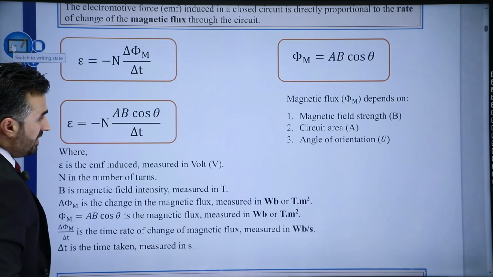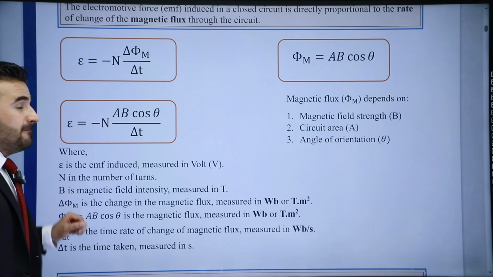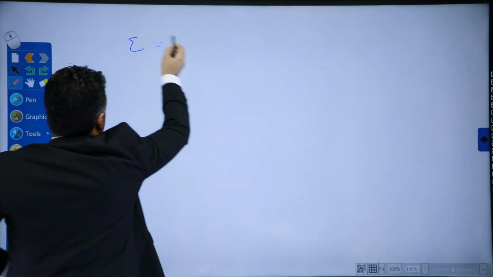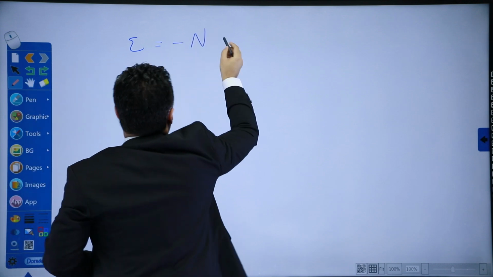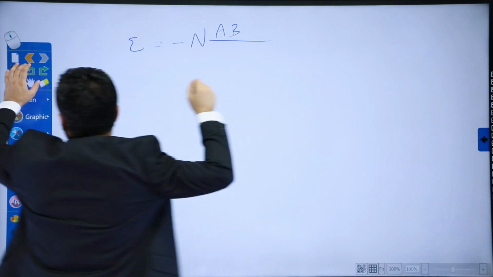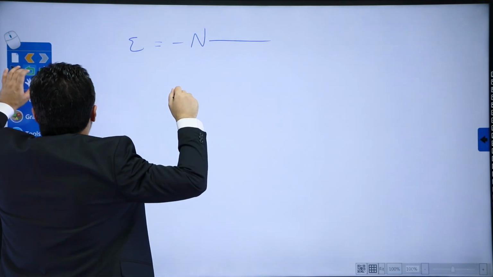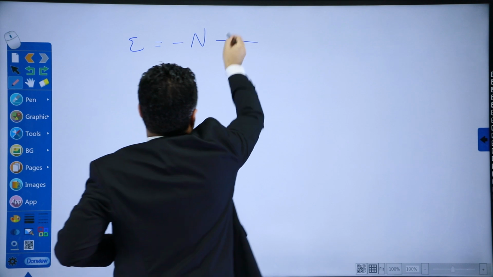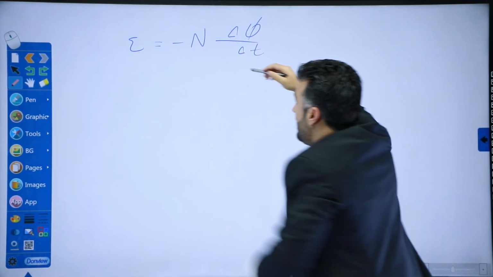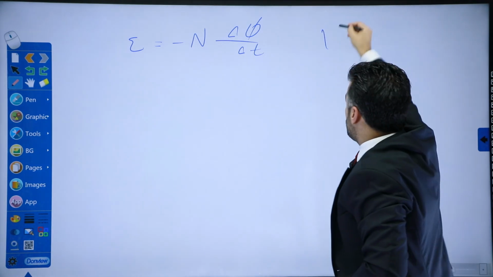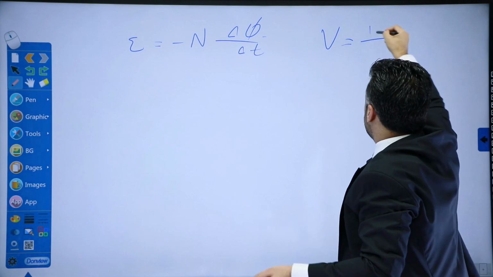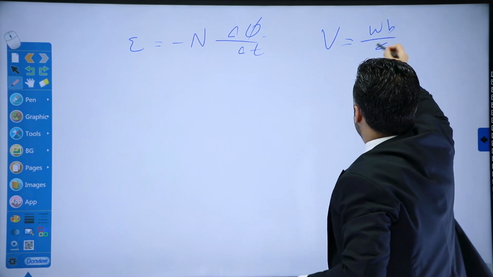Now let me tell you something about Faraday's law of electromagnetic induction. Here is the equation: the induced electromotive force equals negative N times the change of the magnetic flux, divided by delta time. The electromotive force is measured in volts, the magnetic flux is measured in webers, as we have learned, and this is in seconds as well.